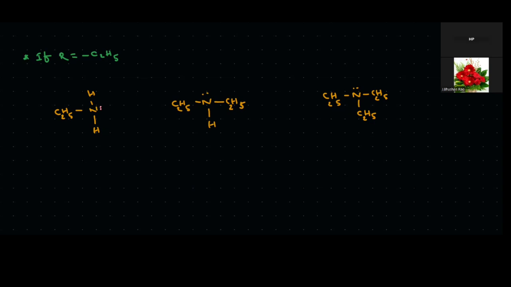Here also hydrogen bonding exists. So these are the hydrogen bonds. Now this is the primary amine, this is the secondary amine, and this one is the tertiary amine.